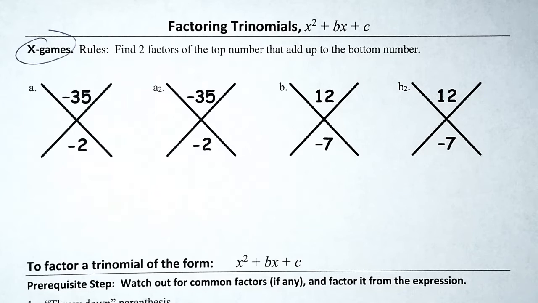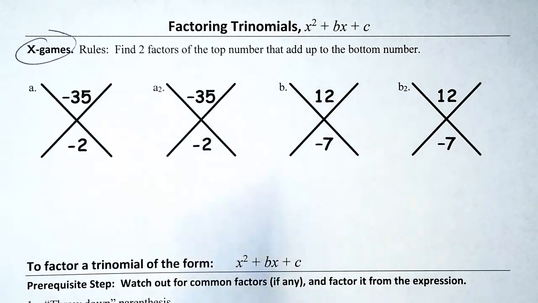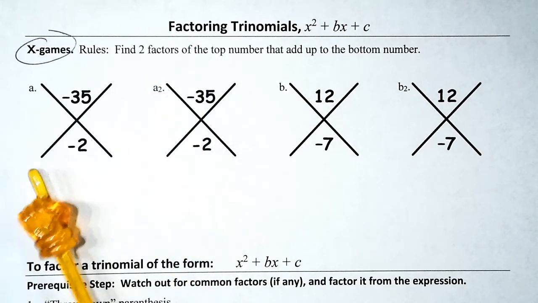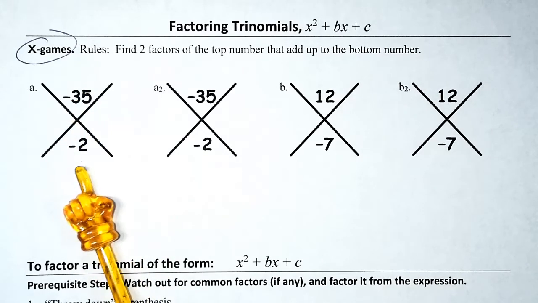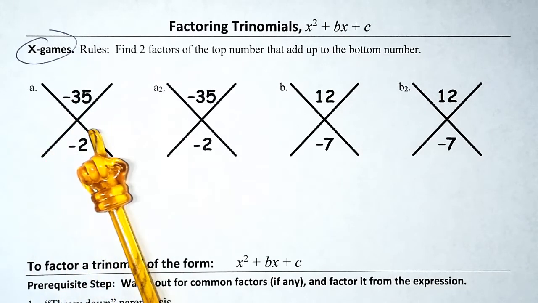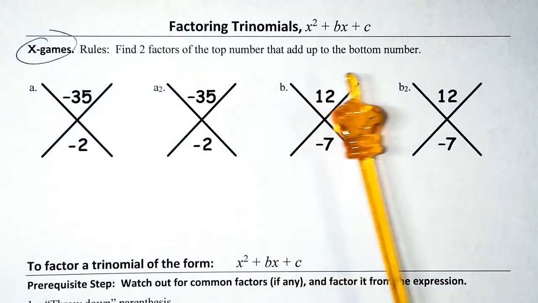Okay, so let's do this. Anytime we play a new game, we have to know what the rules are. So the rules: find two factors of the top number that add up to the bottom number. Oh, I used my pen. Remind me to use my finger next time. So X game rules: we have 4 entries. I'm going to give you the top, I'm going to give you the bottom, and then I need you to find the sides. So what are the rules? Find two factors of the top number that add up to the bottom number.